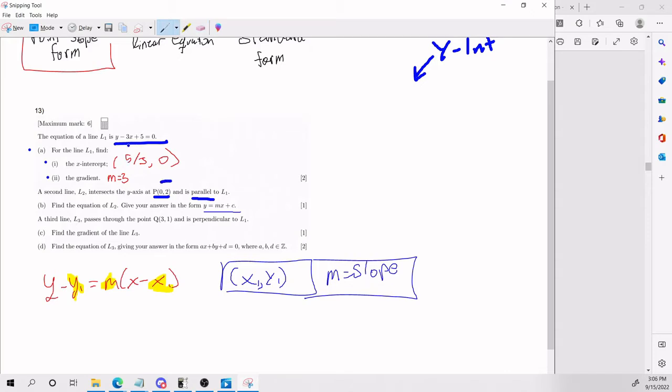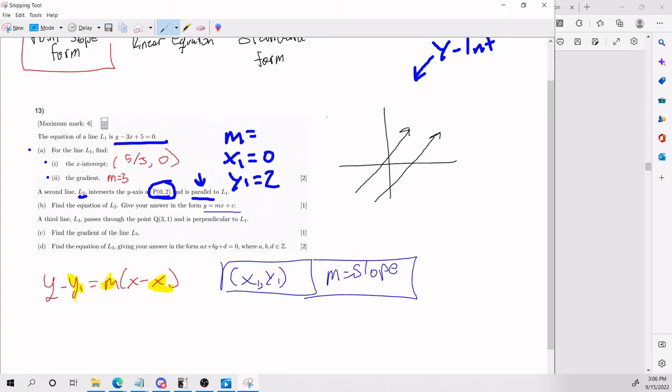The point I'm going to use is (0, 2). So my x1 is going to be 0 and my y1 is going to be 2. Now what is my slope? Well, we know that L2 is parallel to L1. Parallel lines look like this. What do they have in common? They have the same growth rate. They have the same slope. Rule of thumb, parallel lines look like this, and they have the same slope.